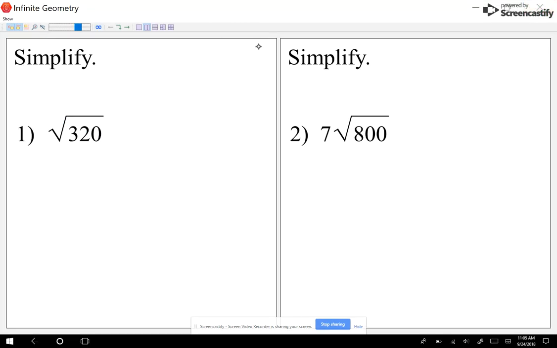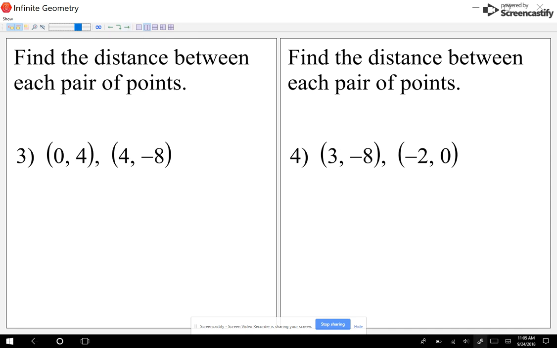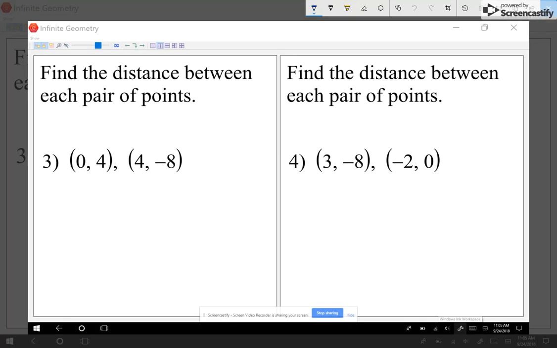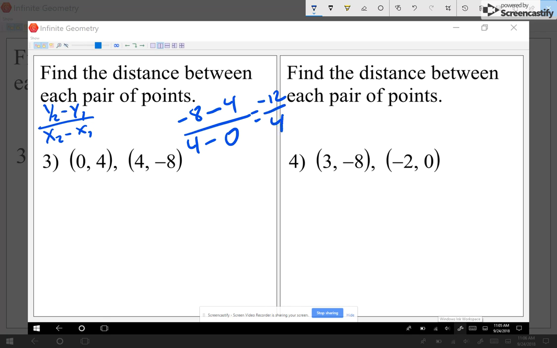Okay. Now, let's take a look at something like these. Now we're going to talk about the distance formula, the distance between 2 points. Start this kind of like how you started your slope in Algebra 1. Remember, your slope was y2 minus y1 over x2 minus x1, which means the second y minus the first y. So my second y is negative 8 minus my first y. And at the bottom, I have the second x minus the first x, so 4 minus 0. So on the top, I have negative 12. At the bottom, I have 4.